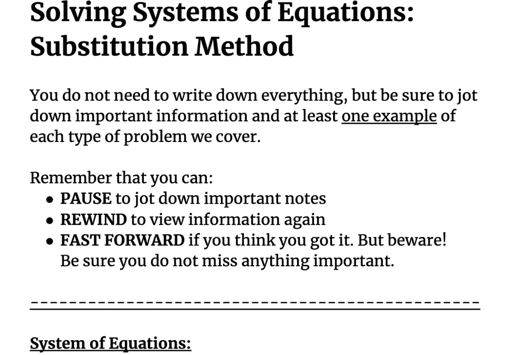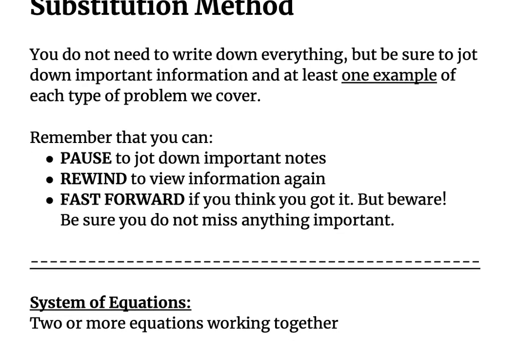Let's begin. As a review, a system of equations is a system where you have two or more equations working together. Instead of solving for one variable, you're solving for two variables. And those two variables need to work for all the equations in your system.